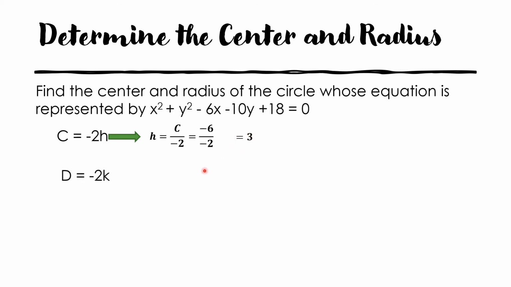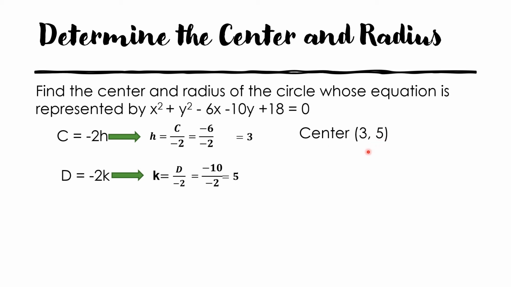Then next, to solve for k, we can use d equals negative 2k. So, kanina, sinubstitute natin yung d sa negative 2k nung nag-expand tayo. And to solve for k, divide both sides by negative 2. We have k is equal to d over negative 2. Ang value ng d natin sa equation is negative 10. So, we have negative 10 divided by negative 2. That is equal to positive 5. So, alam na natin yung value ng k natin. So, it means ang center natin is at (3, 5).